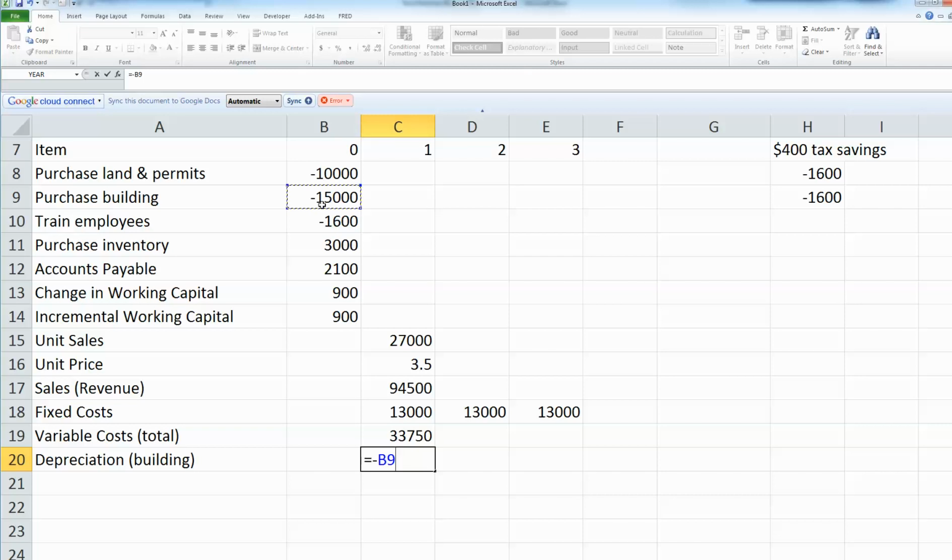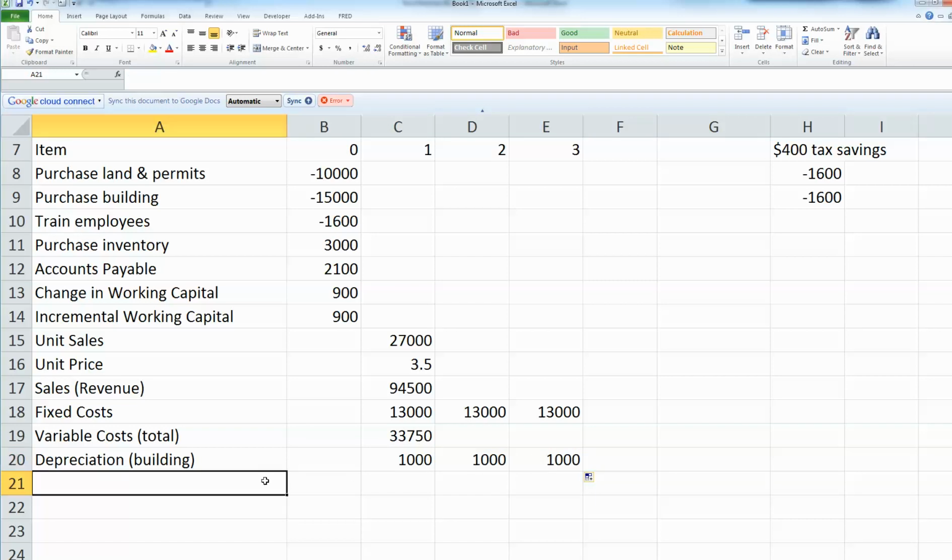So my depreciation is $15,000 total, and it's being written off on a straight line basis for a 15-year period. So I'm just going to take that $15,000 divided by 15 years. So I'm writing off depreciation of $1,000 for that building every year. Oops, I need to make B9 an absolute reference, then copy it. So I'm writing off that $1,000 depreciation every year for 15 years, but I know that my project, I plan to sell it at the end of year 3, so I'm stopping at 3 years.